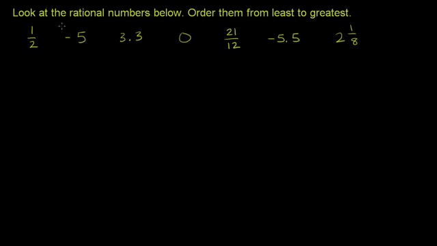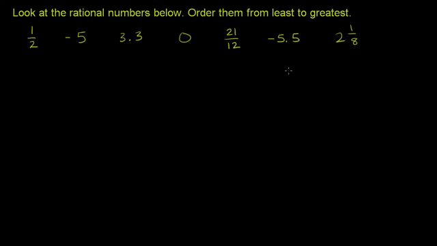We're told to look at the rational numbers below and order them from least to greatest. They really didn't have to tell us this first sentence. I would have known to look at the rational numbers to order them from least to greatest. Well, anyway, they tell us 1/2, -5, 3.3, 0, 21 over 12, -5.5, and 2 1/8.